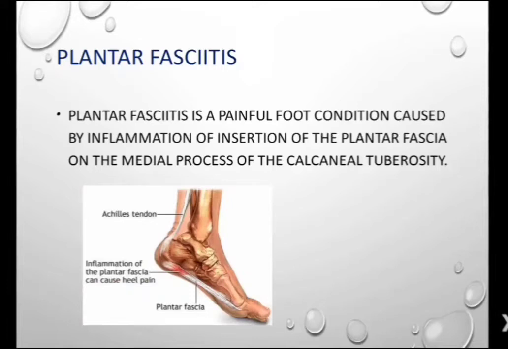First we discuss what is plantar fasciitis. Plantar fasciitis is a painful foot condition caused by inflammation of the insertion of the plantar fascia on the medial process of the calcaneal tuberosity.